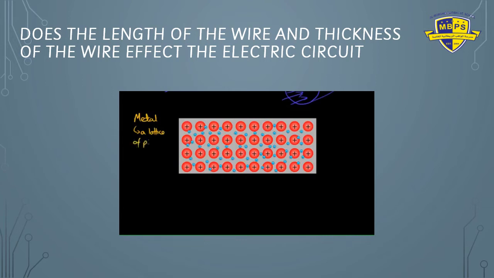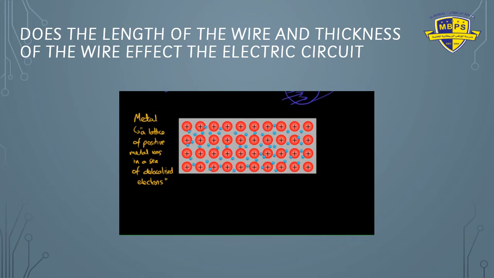of positive ions, positive metal ions, in a sea of freely moving electrons, or what we call delocalized electrons. That's a good phrase to remember. A lattice of positive metal ions in a sea of delocalized electrons. Now these positive metal ions cannot move. They are the atoms. They're held in place.